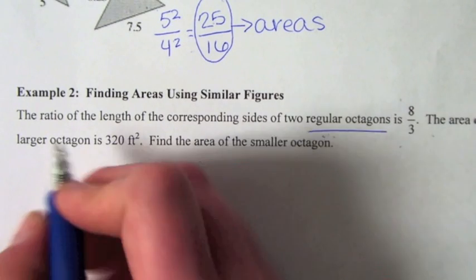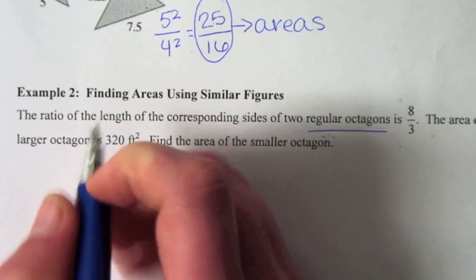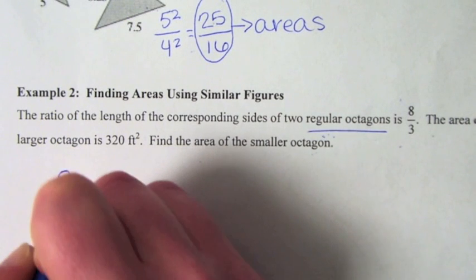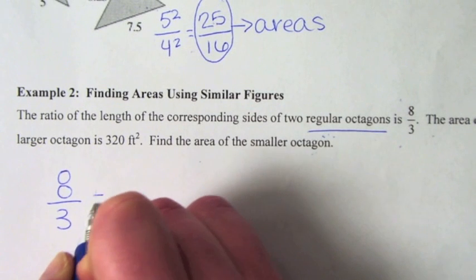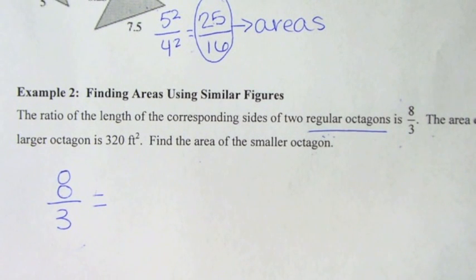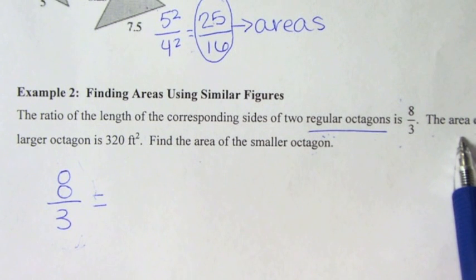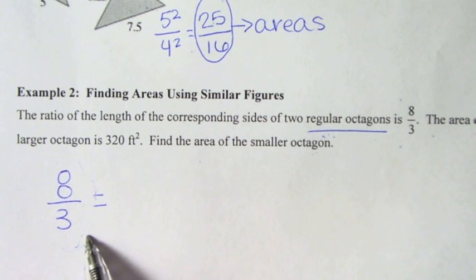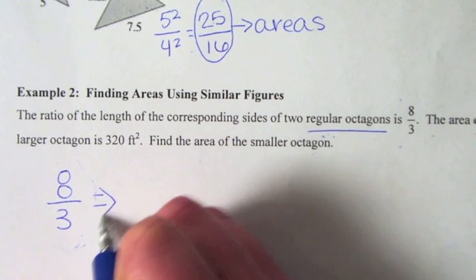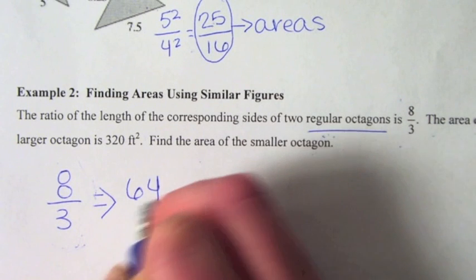What we're going to do for this one is set up a proportion. So 8 over 3 is our first ratio. Now, a proportion is setting two ratios equal to each other. Okay? So this is the ratio of perimeters. We are actually working with area. Okay, so what is the ratio of areas going to be in this one? Instead of an equal sign, I'm going to make that an arrow. It should be 64 over 9.